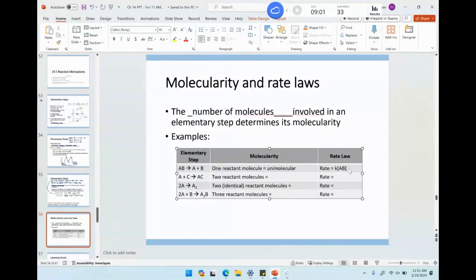This one, for example, in contrast, the rate would be k times the concentration of A squared because there's a 2 coefficient there. We'll fill in the rest of the table on Friday though.